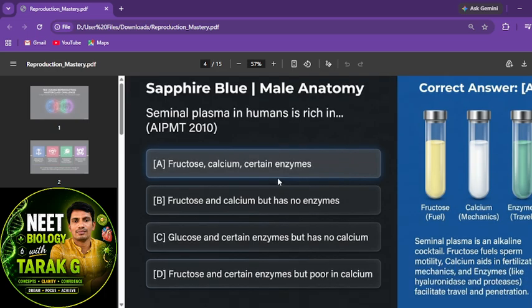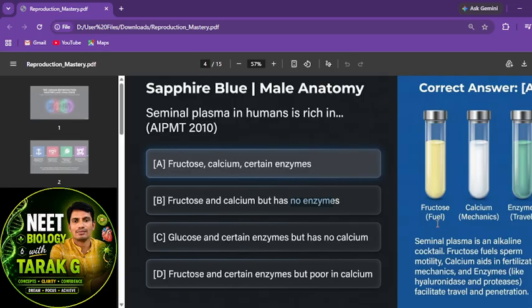We'll move on to the next one. Seminal plasma in humans is rich in which, a 2010 question. Fructose, calcium and certain enzymes; fructose, calcium but no enzymes; glucose and certain enzymes but no calcium; fructose and certain enzymes but poor in calcium. Check it: no enzymes is given here, no calcium here, and calcium is very poor here. So B, C, D are not the answers. The proper answer is fructose, calcium, certain enzymes.